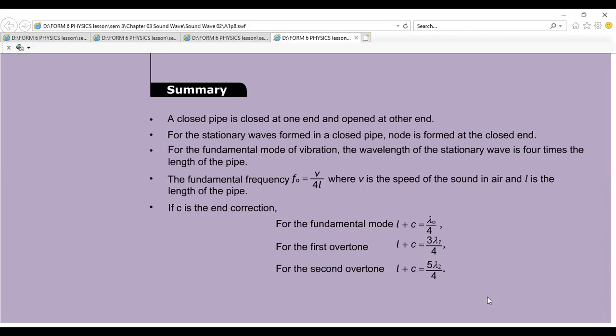If we consider the C, L plus C equal to lambda 0 over 4 for the fundamental mode. For the first overtone, L plus C equal to 3 lambda 1 over 4. For the second overtone, L plus C equal to 5 lambda 2 over 4. If the end correction is not considered, for the fundamental mode L equal to lambda 0 over 4. For the first overtone, L equal to 3 lambda 1 over 4, and for the second overtone, L equal to 5 lambda 2 over 4.